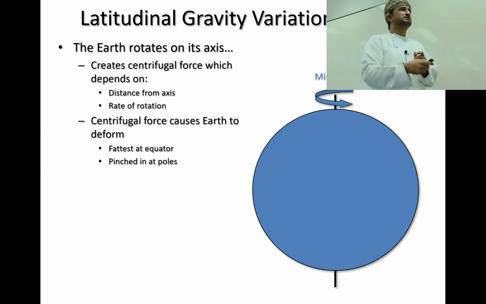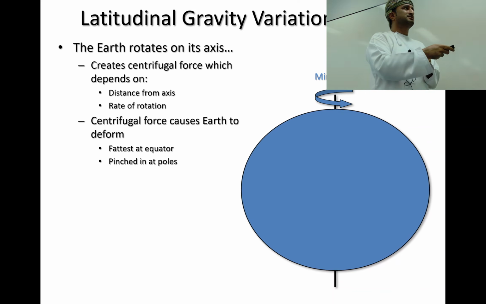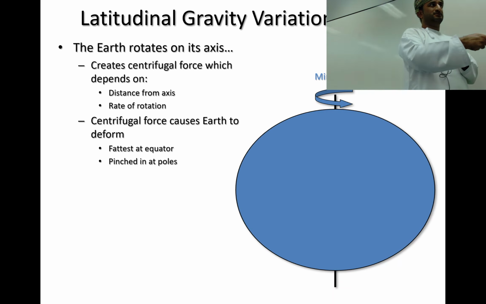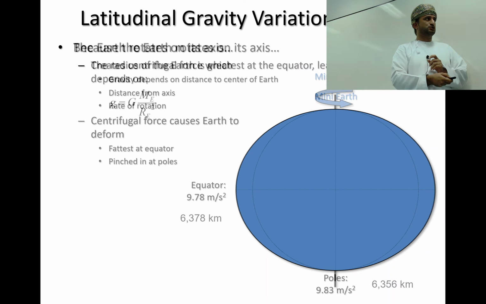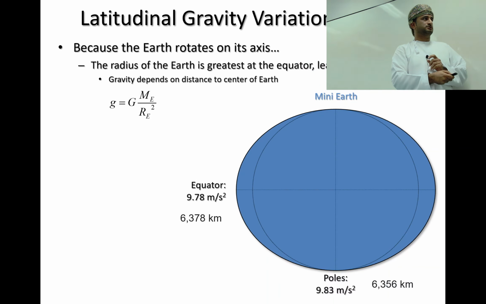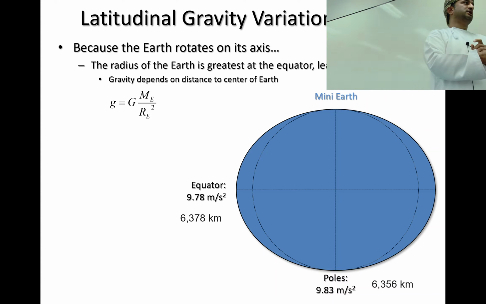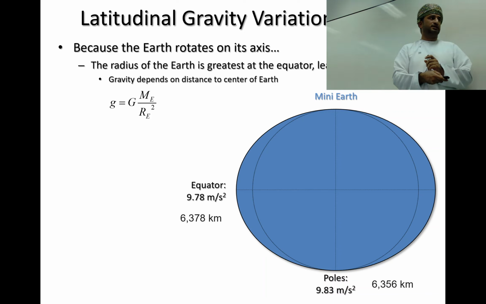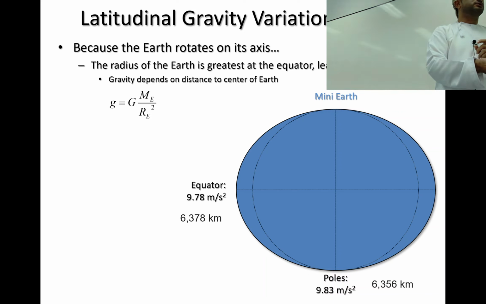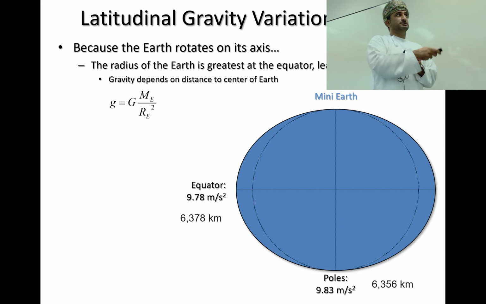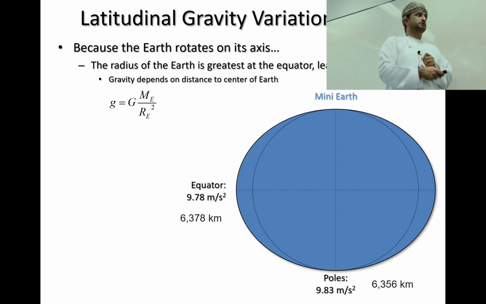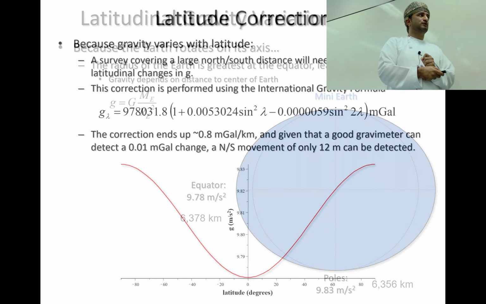The centrifugal force makes the Earth flatter at the equator than at the poles. So the radius of the Earth is different. The radius of the Earth at the equator is 6,378, and it's smaller at the poles. So we know the gravity force depends on R, the radius of the Earth. So there is an overall change in gravity.